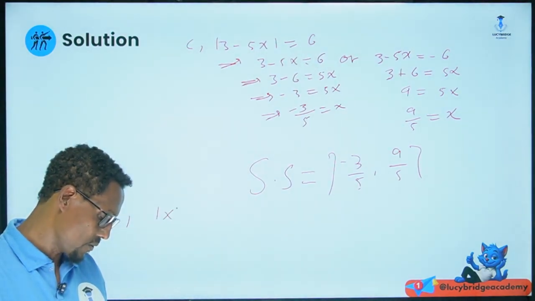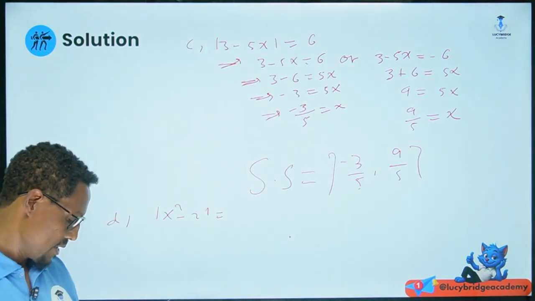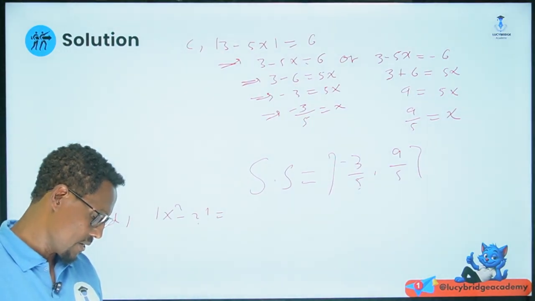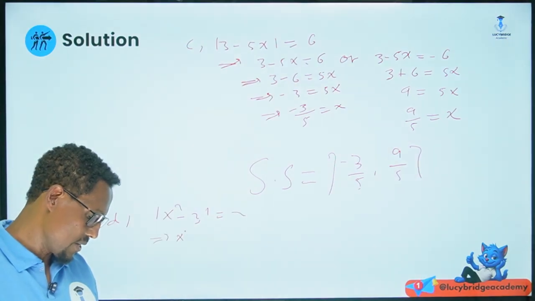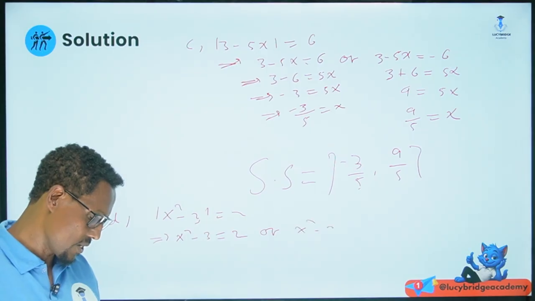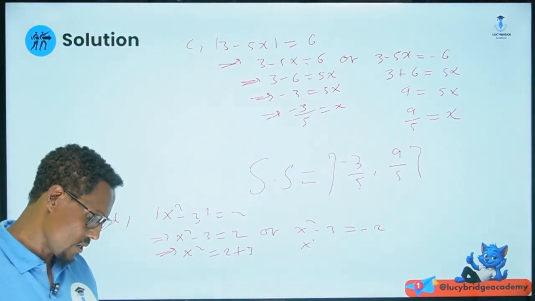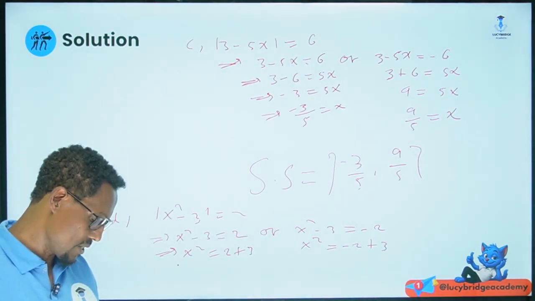The absolute value of x squared minus 3 is equal to 2. This means x squared minus 3 is equal to 2, or x squared minus 3 is equal to negative 2. This implies that x squared is equal to 2 plus 3, or x squared is equal to minus 2 plus 3. This implies that x is equal to plus or minus the square root of 5.